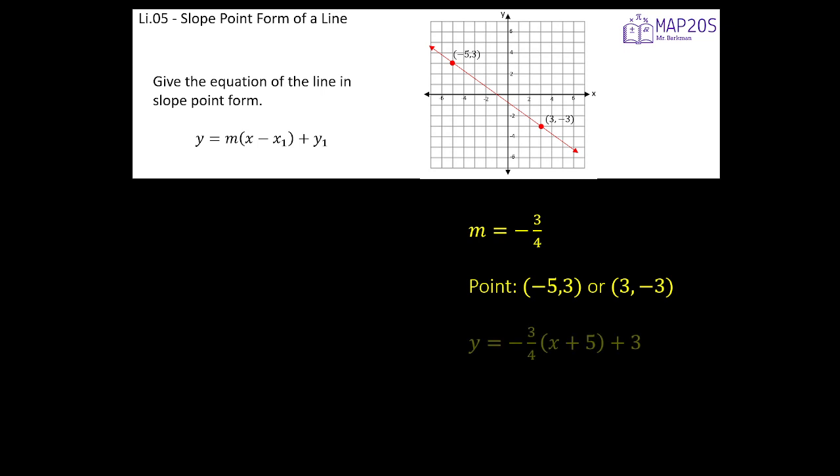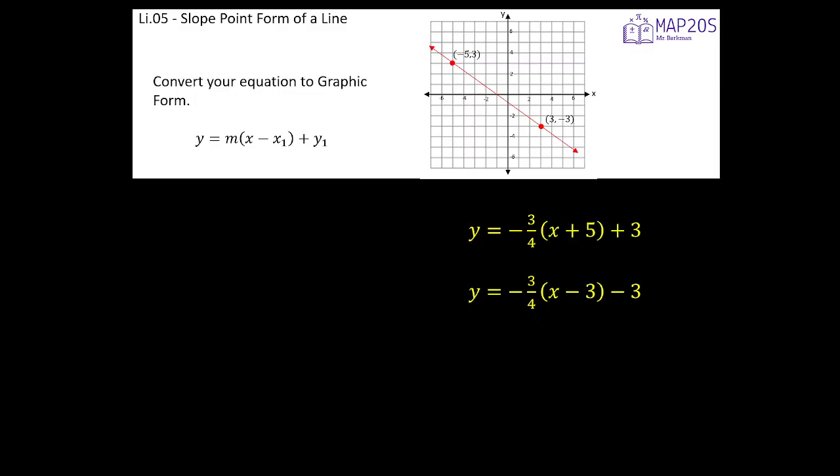Now, let's plug it in, and you should have gotten something that looks like either this, as an equation, or this. There are 2 different versions depending on which point you happen to use. And both of them are correct. Just remember to make sure that the x value, you switch the sign. So if it's negative in the point, it's positive in the equation. And if it's positive in the point, it's negative in the equation. So make sure that we've done that.